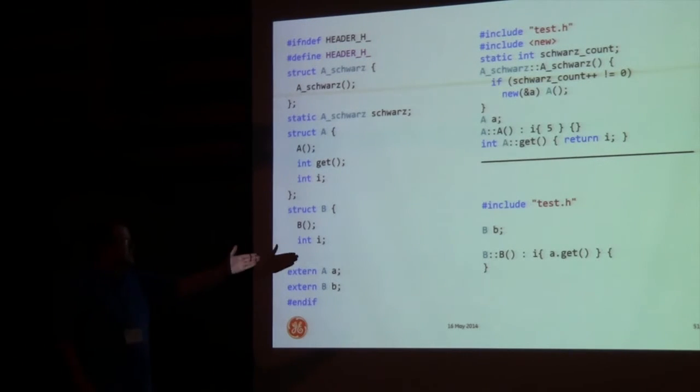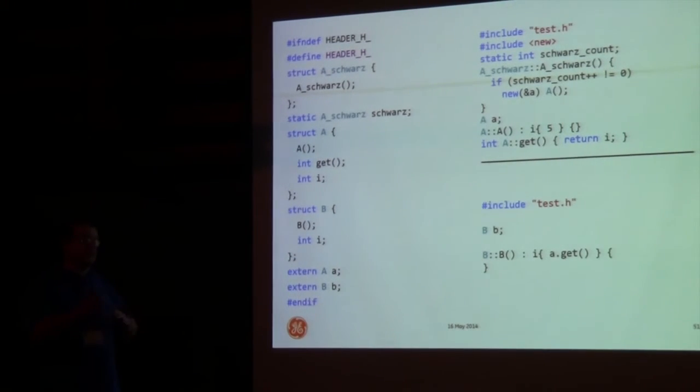And then B, or the second translation unit, includes our header file, so it creates a Schwartz counter. The Schwartz counter guarantees that A has been initialized. B uses a.get and sets I. So in this case, it doesn't matter which translation unit gets sequenced first. It can initialize the first or the second one, and the Schwartz counter will guarantee that A is initialized before B is initialized. There are gotchas to this.